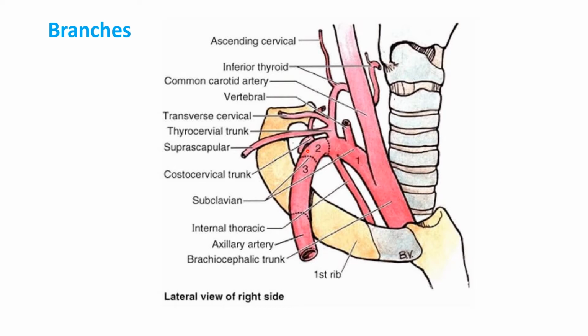From the second part, which is behind the scalenus anterior, arises the costocervical trunk. Again, the costo part of this was supplying the first and the second intercostal spaces by the superior intercostal artery, which was formed, and the cervical part of it is the deep cervical artery, which supplies the posterior aspect of the muscles of the head and neck. And from the third part arises the dorsal scapular artery. So these are the three parts and the branches of the three parts of the subclavian artery.